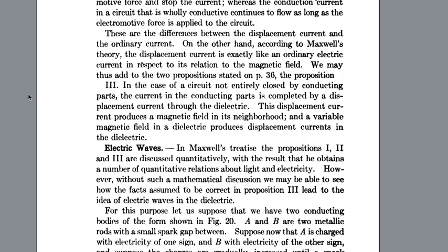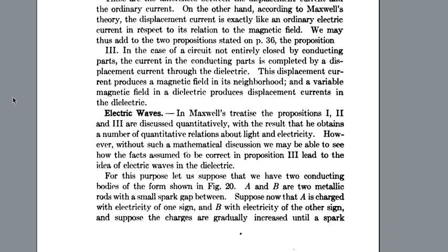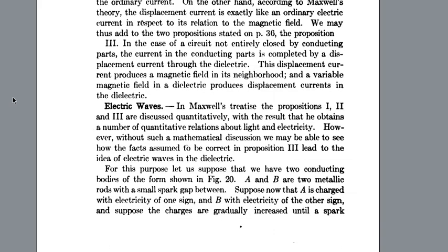On the other hand, according to Maxwell's theory, the displacement current is exactly like an ordinary electric current in respect to its relation to the magnetic field. We may thus add to the two propositions stated earlier the proposition 3. In the case of a circuit not entirely closed by conducting parts, the current in the conducting parts is completed by a displacement current through the dielectric. This displacement current produces a magnetic field in its neighborhood, and a variable magnetic field in a dielectric produces displacement currents in the dielectric.